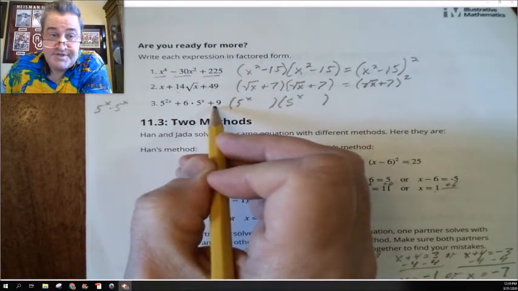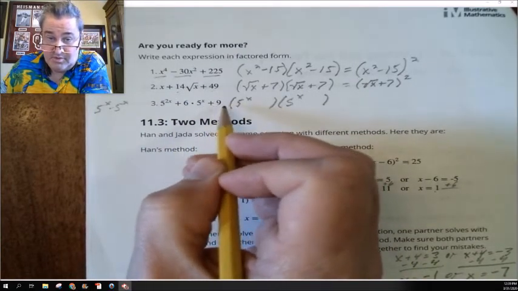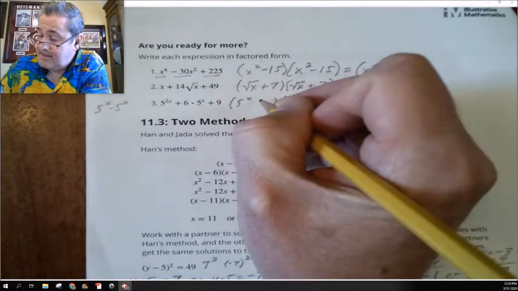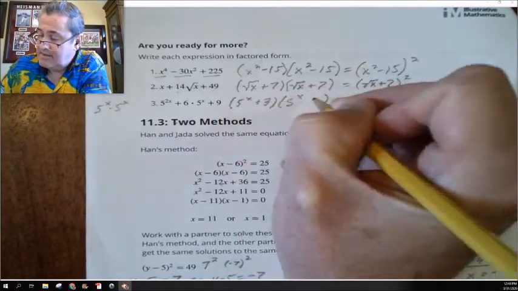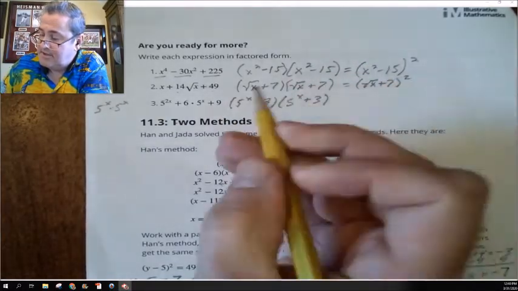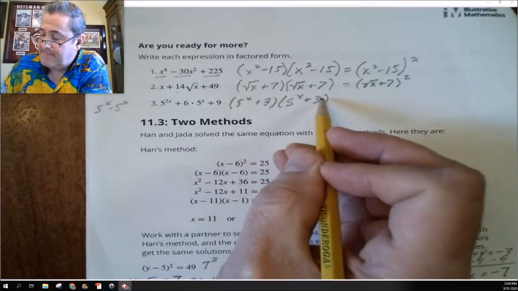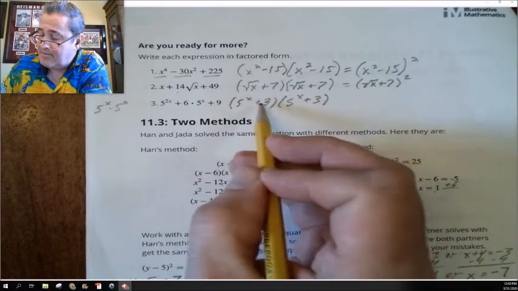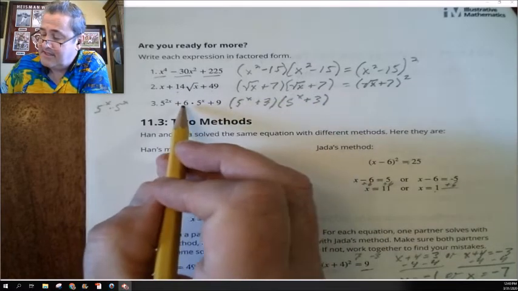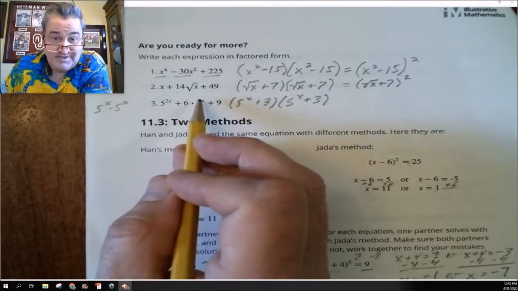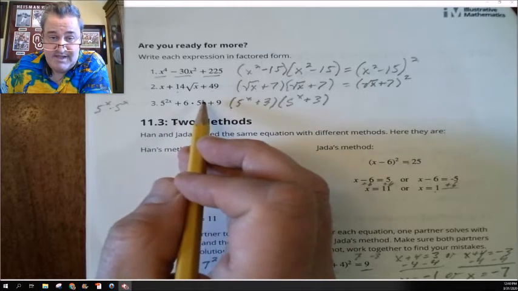And our last number is 9. So which number can we square and get 9? Plus 3. Does that work for us? 5 to the x plus 3 times 5 to the x plus 3. 3 times 3 is 9. 3 plus 3 is 6 5 to the x's. So 6 5 to the x's plus 9.